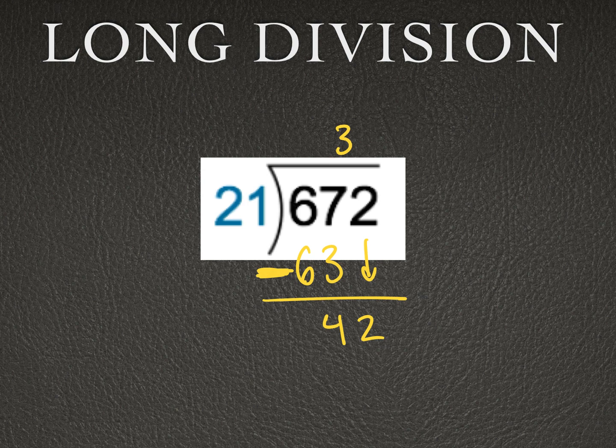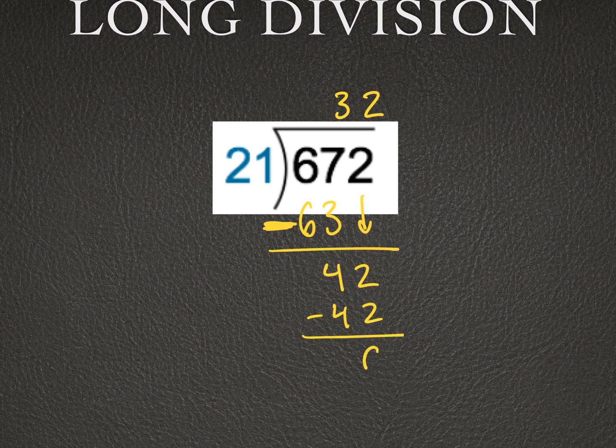Bring down the 2, so it's 42. And how many times does 21 go into 42? 2. Then multiply by everything out front and get 42. Subtract. And what are we left with? 0. So we have no remainder. So our answer is just 32. So it's the same steps when dividing polynomials.